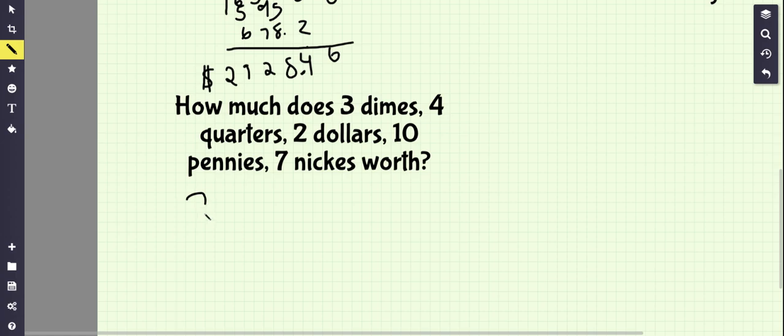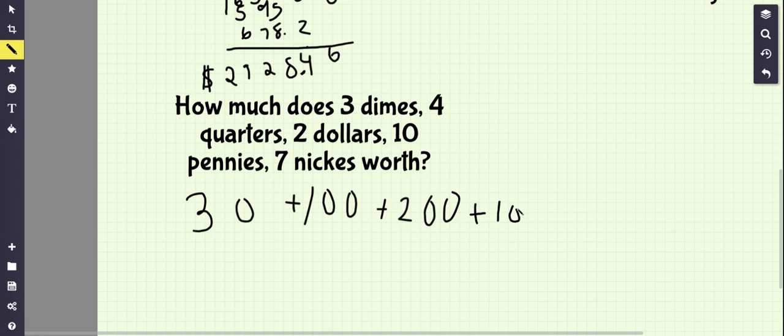All right, so 3 dimes is 30 cents. Plus 4 quarters, which is $1.00. Remember, a quarter is 25 cents, so if you multiply 25 by 4, because there are 4 quarters, you get 100 cents. Then $2 is 200 cents. 10 pennies is equal to 1 dime, so we're going to add 10 to that. And then 7 nickels.